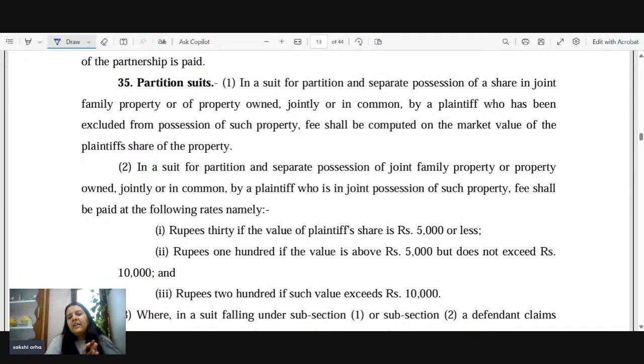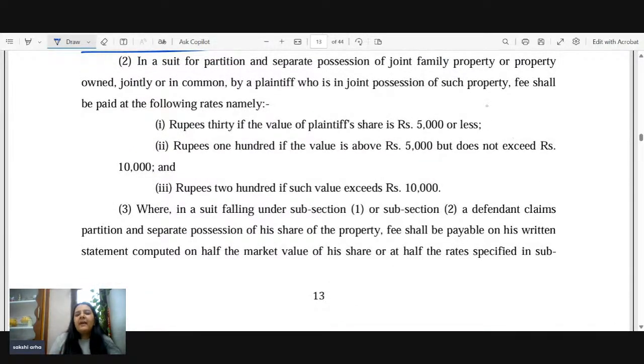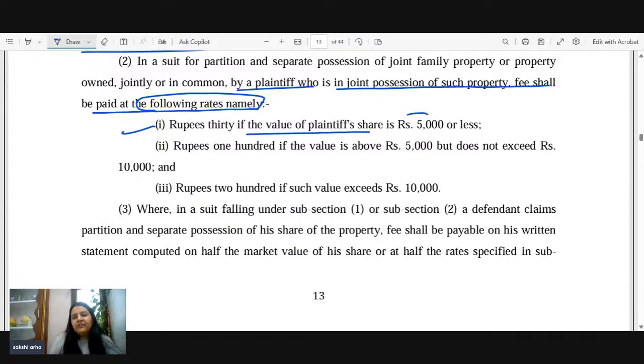Partition suit. In a suit for partition and separate possession in joint family property or property owned jointly or in common, fee shall be on the market value of property. Okay. Next, in a suit for partition and possession of joint family or property owned by plaintiff who is in joint possession of such property, fee shall be paid at the following rates, namely. So rupees 30 if value of plaintiff share is 5,000 or less. Rupees 100 if value is above 5,000 but does not exceed 10,000.